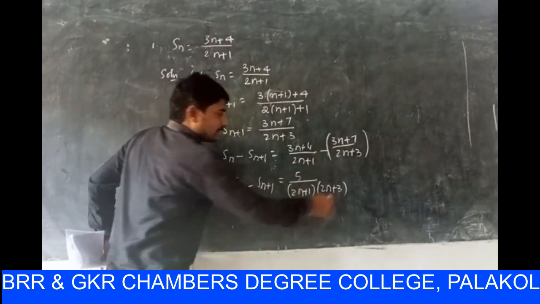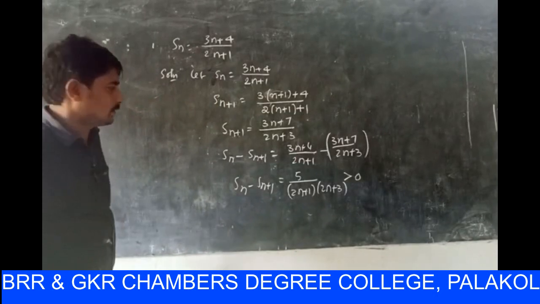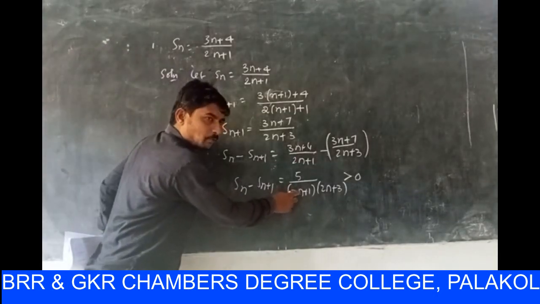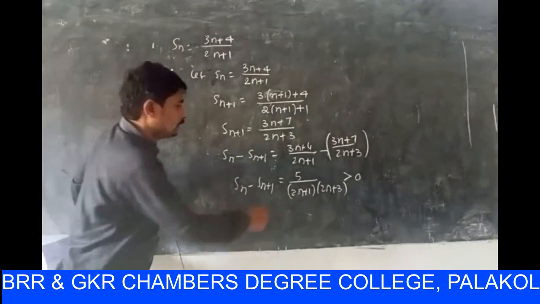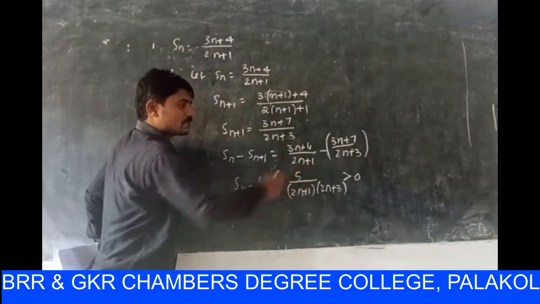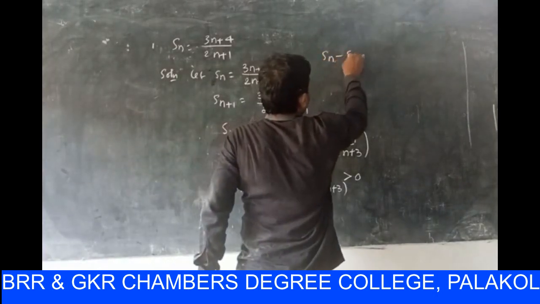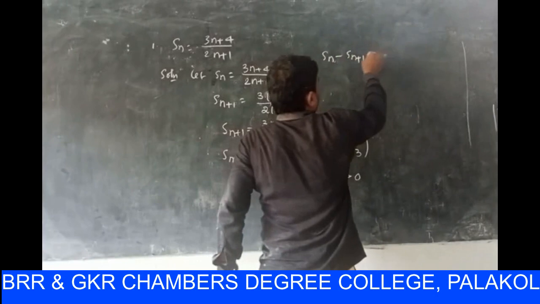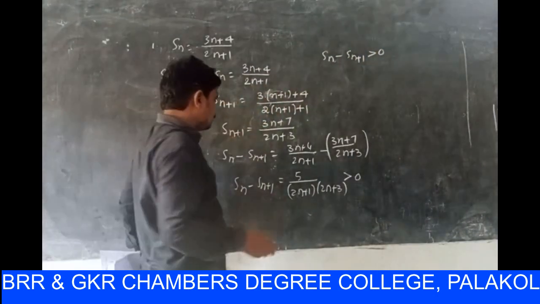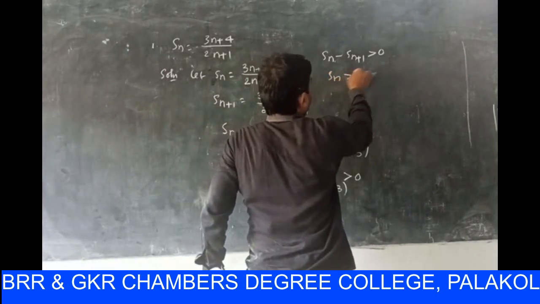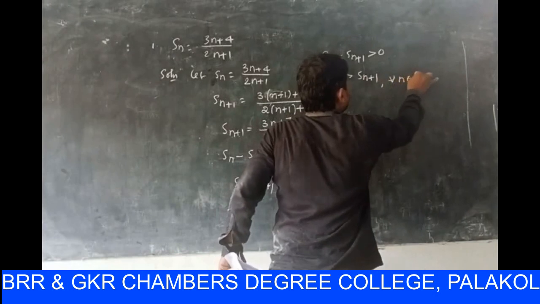For any value of n, this is greater than 0. The n value may be 1, 2, 3, 4; substitute any value for n. The numerator is a constant, and that constant is greater than 0. That means Sn minus Sn plus 1 is greater than 0. Greater than 0 means Sn is greater than Sn plus 1, for all n belongs to Z plus.